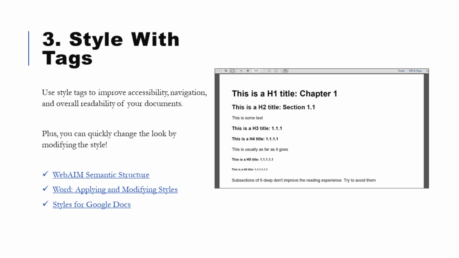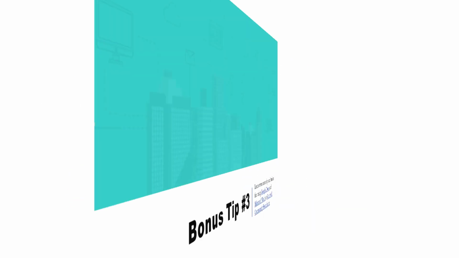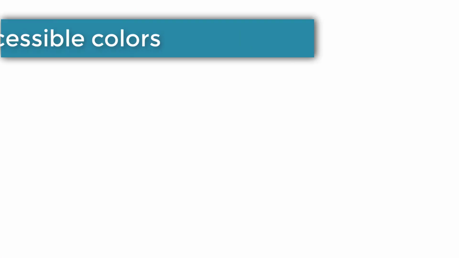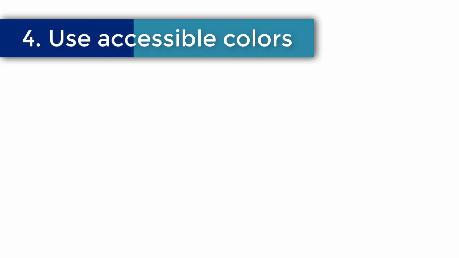For documents, you can apply styles as well, and Microsoft Word has a lot to choose from. Google Docs has more limited selection, but the free add-on from AbleBits gives you a few more options. You'll find links in the video description. Bonus tip number 3. Learn even more tips and tricks for using Google Docs and Microsoft Word at the Goodwill Community Foundation. Number 4. Use accessible colors.